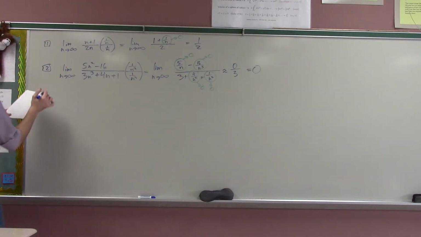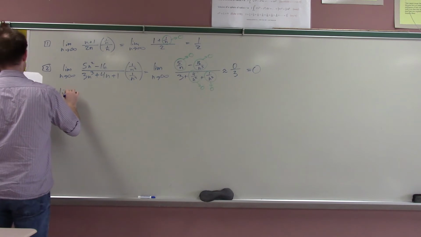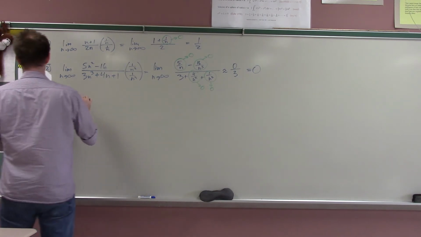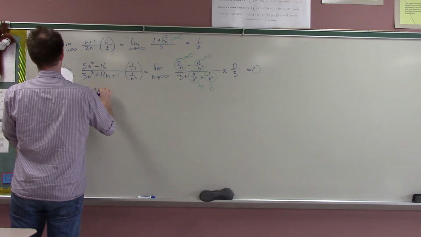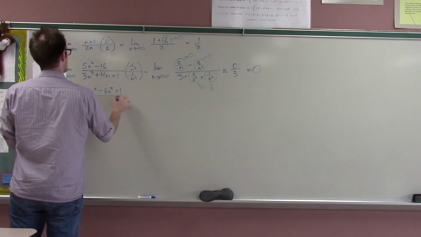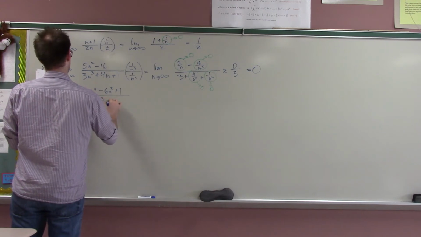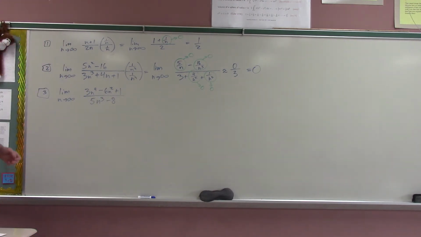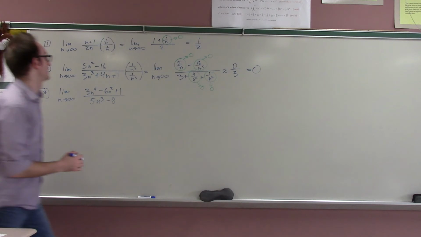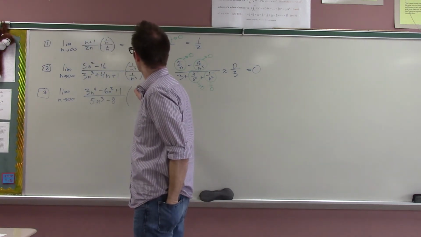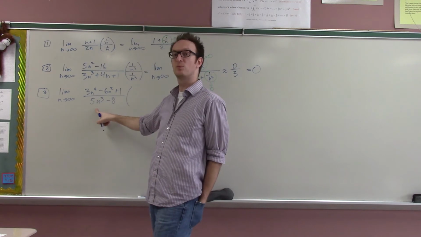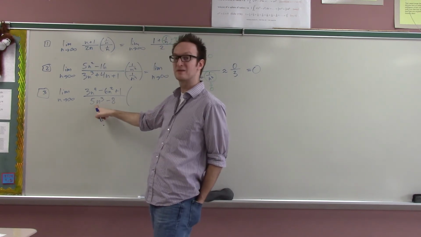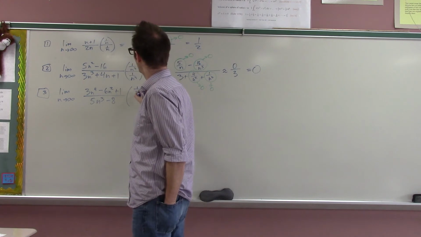Okay, 3 more. Take the limit as n goes to infinity of 3n to the 4th minus 6n squared plus 1, all over 5n cubed minus 8. Well, here I think it's pretty obvious that since the numerator is a quartic and the denominator is a cubic, the numerator is going to grow much, much faster than the cubic, and this thing is just going to blow up. And indeed, following the same rule, divide the top and bottom by the highest power of n in the denominator.